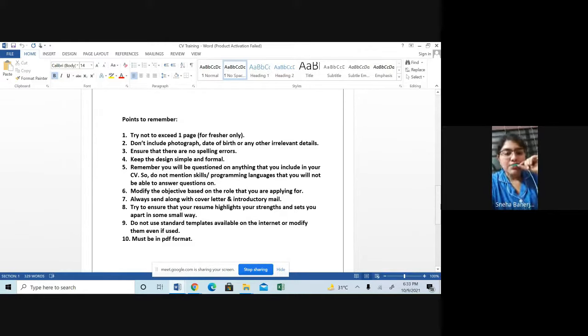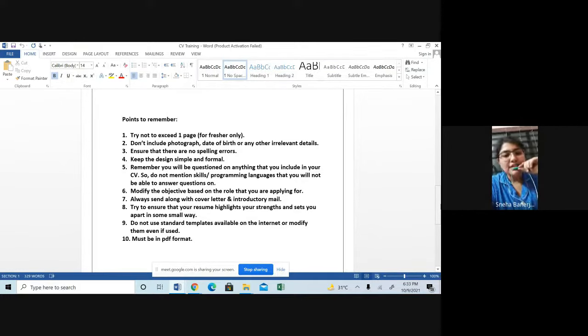Next, try to ensure that your resume highlights your key points and strengths. This is something that I mentioned at the start of the session itself: your resume represents you to the recruiter, the HR. And if it doesn't set you apart, then you're not going to get an interview call, and that means not getting hired at any company. So just remember that when you're designing your resume, see that it clearly highlights what your strengths are, right? The next thing is don't use standard templates, which I mentioned.